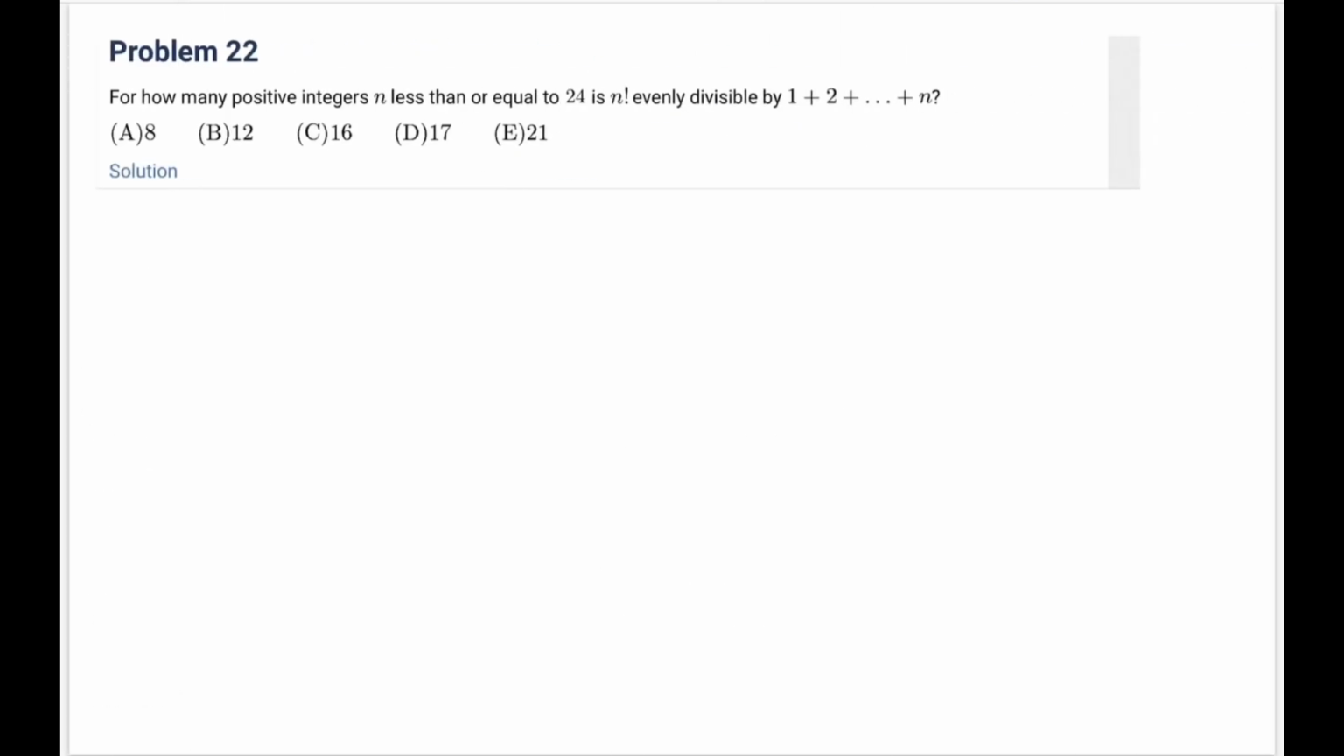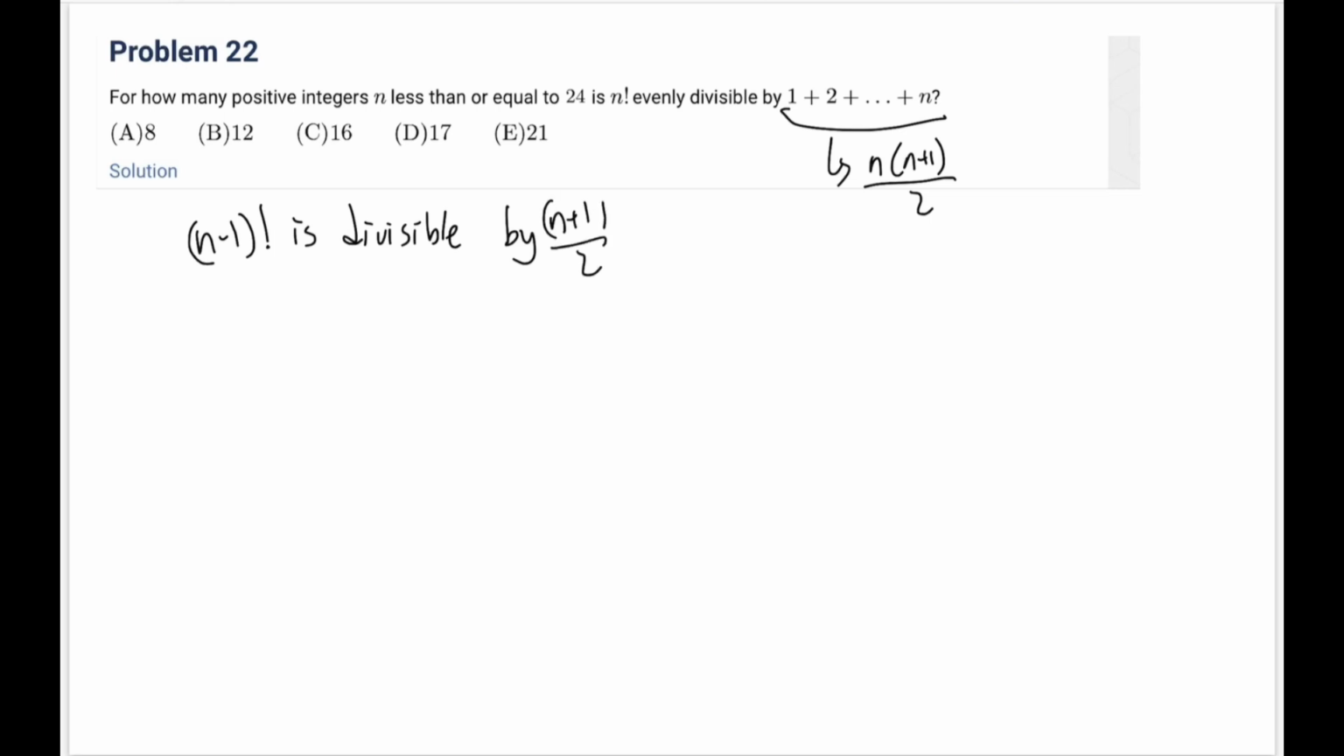Problem number 22. For how many positive integers n less than or equal to 24 is n factorial evenly divisible by the sum 1 to 2 to all the way to n? Okay, so we know that this equals n plus 1 over 2, and so n factorial is evenly divisible by this. And then if we divide the n, then that means that n minus 1 factorial is divisible by n plus 1 over 2, right? And so yeah.